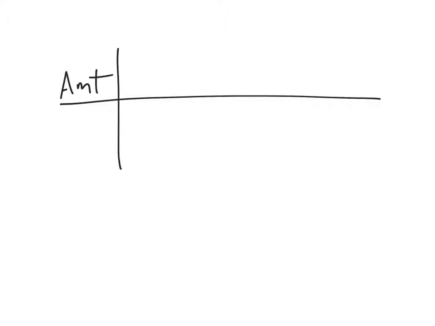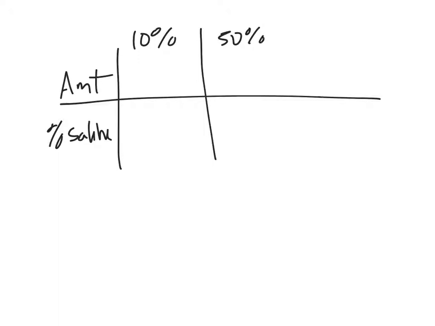Since we're looking at saline, I'll call the other row the one where we incorporate the percent saline. In each case, we're looking at two different diluted substances, in this case saline. The first substance, the first column, we'll call the 10% saline solution. The second column, we'll call the 50% saline solution that we were looking at.